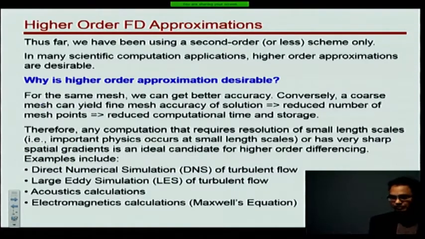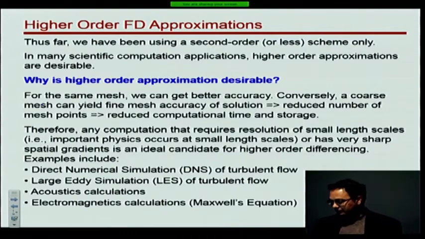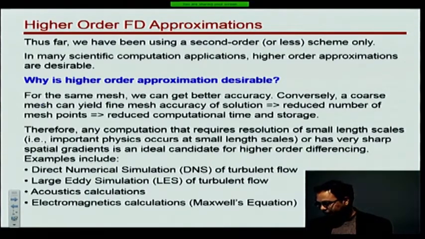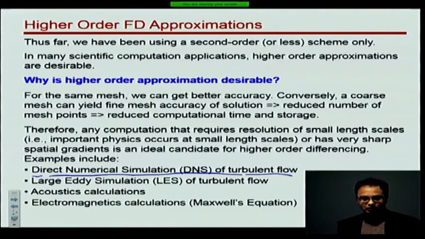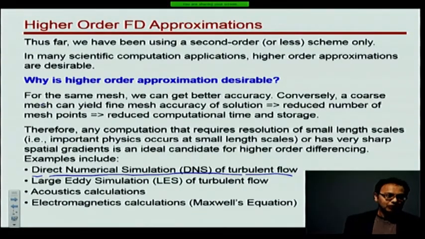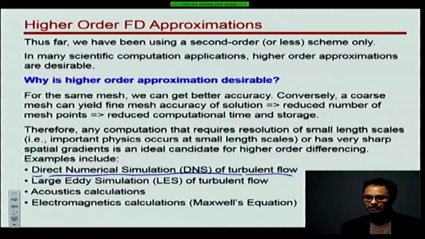And here are some examples where higher order approximations are used traditionally. Direct numerical simulation of turbulent flow. For those of you who may be doing turbulence research, you're familiar with that. They typically use what's called compact differencing schemes of very high order. The reason for that is when you want to resolve all the length scales in a turbulent flow, you typically end up with billions of grid points, not even millions. So there is a big motivation for using higher order schemes so that you can reduce the number of mesh points you ultimately end up using.